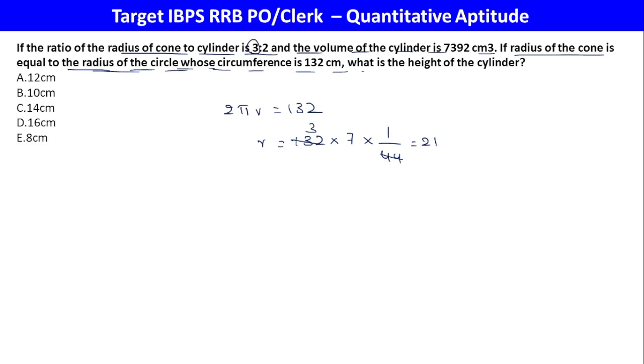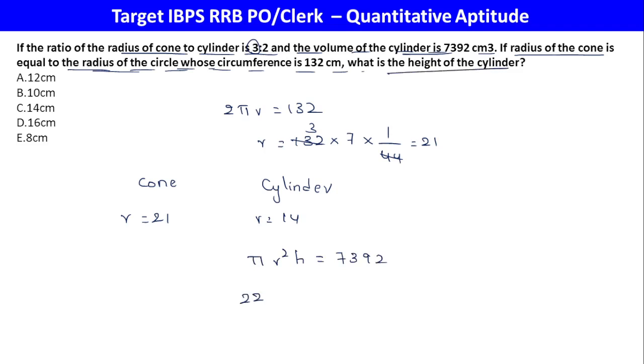Radius of cone is 3 parts, so the radius is 21. For the cylinder, it is 2 parts, so radius is 14. Then volume of cylinder, the formula is pi r square h, is 7392. What is the height of the cylinder? 22 by 7, r square is 14 into 14, height h, equals 7392.